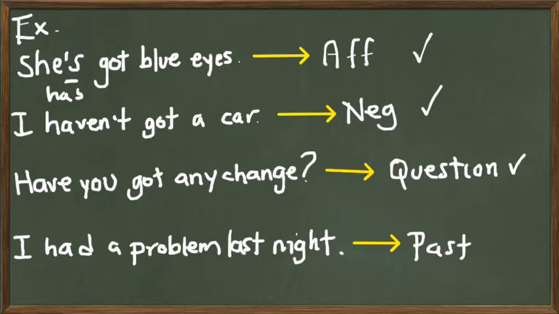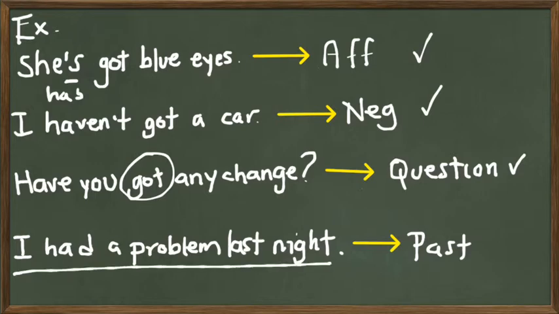And if we want to express one of these ideas in the past, we are not going to use the verb got. In present, we say, I have got a problem. But if we want to express it in the past, we only say, I had a problem last night. Why? Because this expression is not used in the past form.